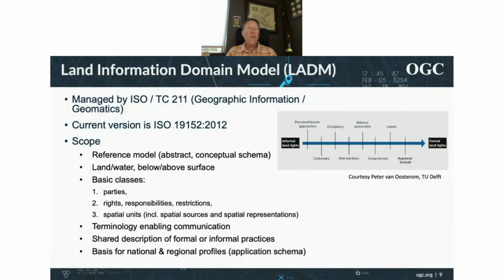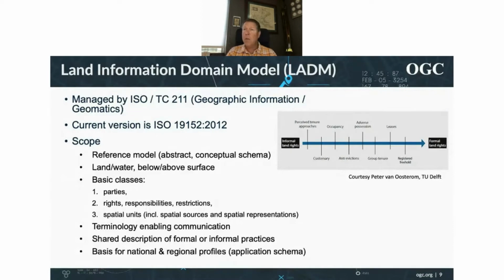The way the original model was built, you had sort of a reference model, some land and water cases, and I'm going to come back to water again because that's really important, and these basic classes of information you need. The parties, who are the parties involved with the land tenure itself? What are the rights, responsibilities, and restrictions around that piece of land that's described? And the spatial units, how do you represent those spatial units in 2 dimensions and 3 dimensions?